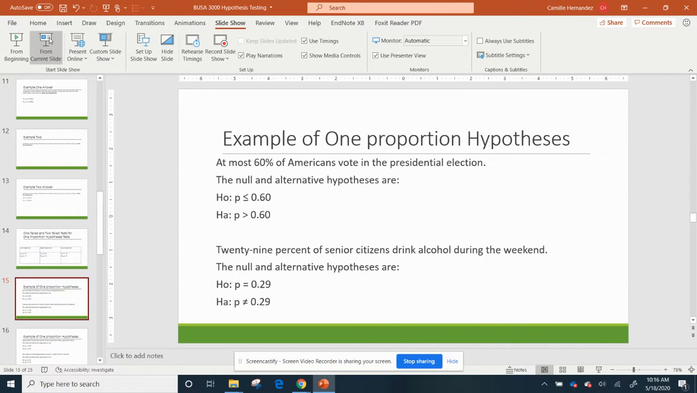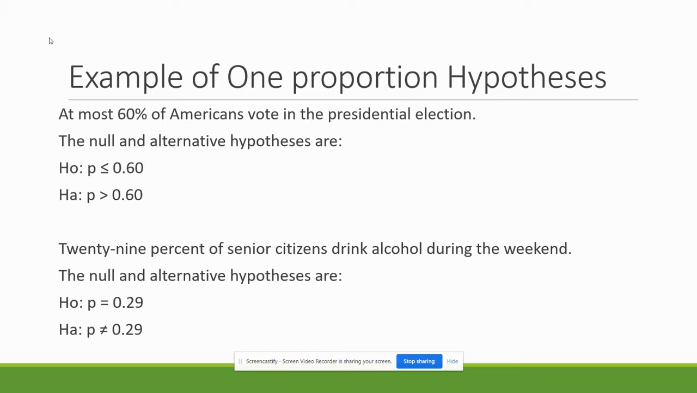All right, let's do some examples. At most, 60% of American voters vote in the presidential election. All right. I've converted this percentage to a decimal, and that's what you're seeing right there. So it says at most. So that means, remember, if I give you at most $100, that means I can give you $100 and below. So at most 60%. So the null is the proportion is less than or equal to 0.60. And the alternative is the proportion is greater than 0.60. Doing it just like the means, we're just dealing with proportions now.